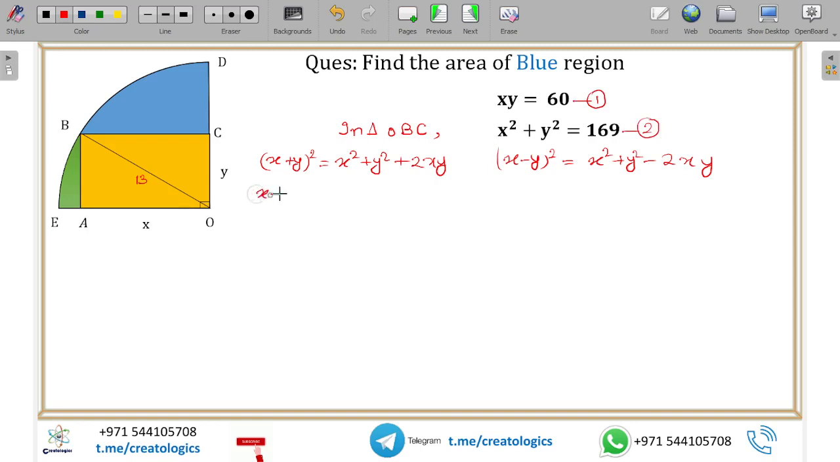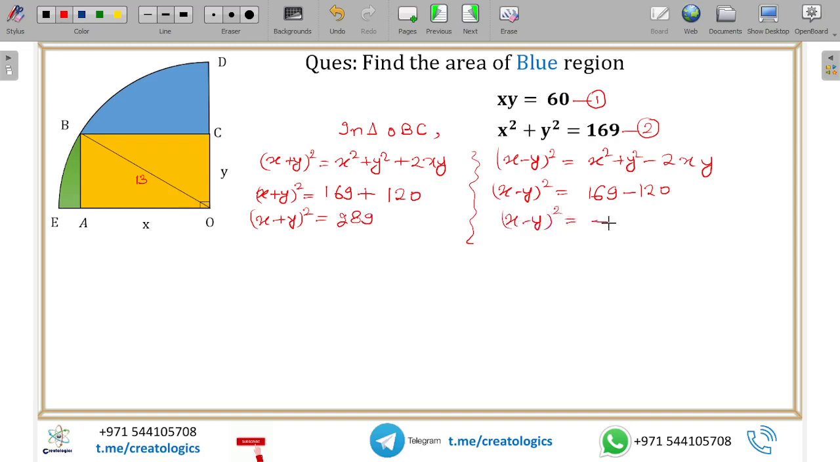What we get here: x plus y whole squared is equal to 169 plus 2 times 60, which is 120, right? In the second part, I have x minus y whole squared is equal to 169 minus 120. So from the first equation, I have x plus y whole squared is equal to 289, and here x minus y whole squared is equal to 49.